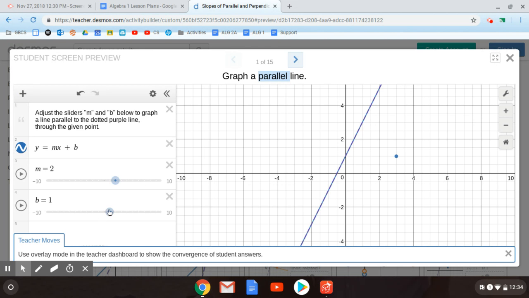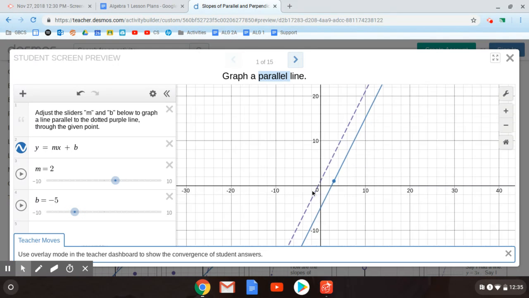Now, let's see. I need to move my b as well. It says through the given point. So the point is way over here. I need to move my b. If I move it up, my line gets further and further away from that dot. Let's move it down. And now right about here, there we go, I'm through that point.